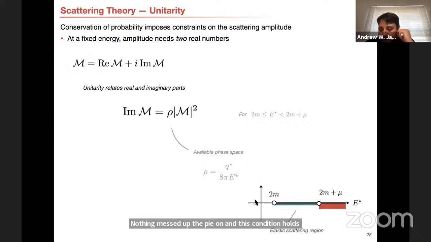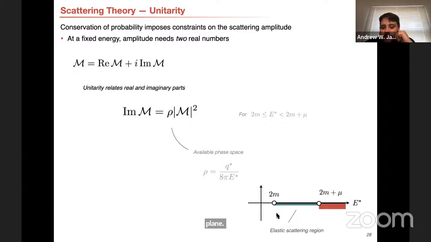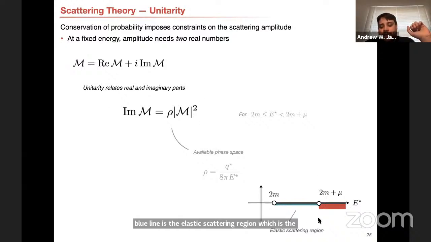So here I write this little cartoon of the energy plane. The real energy axis is going to the right here. The blue line is the elastic scattering region, which is the case we're actually studying here, and this condition holds here. If you want to increase energies, you need to add additional terms because now you're producing more particles. So that's the general game we need to play. But because we're dealing with low energy physics, physics around this region here, we can safely ignore any of these other higher threshold contributions.